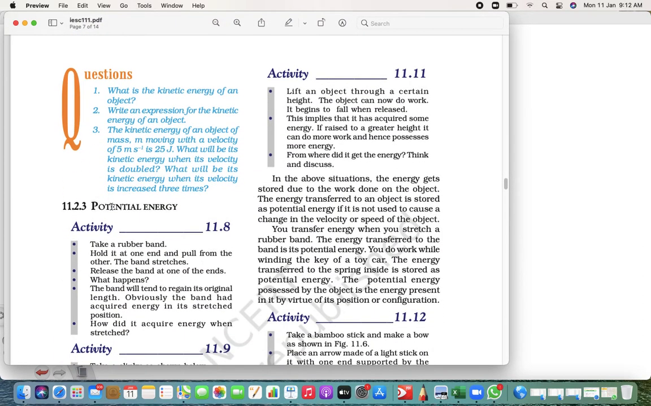Okay, now we are going to see the next energy, which we call potential energy. Now think a little, why do you put the water tank, which is used for the shower or in the washroom, at a certain height? Think a little.